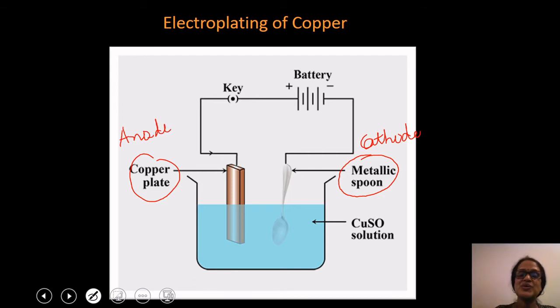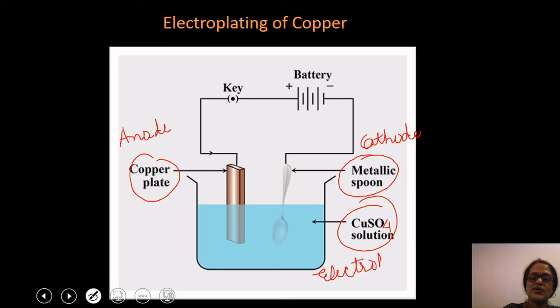Now as you are going to deposit copper, your electrolyte must also consist of soluble salt of copper. So for this purpose, we have taken copper sulfate solution. So this is CuSO4 solution, and this copper sulfate solution acts as electrolyte. So your electrolyte is copper sulfate solution.